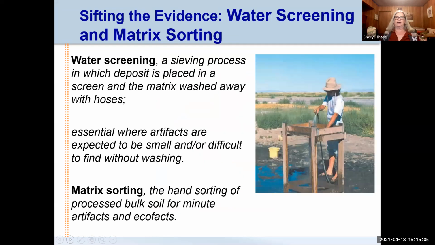Another kind of screening is called water screening and matrix sorting. So in water screening, you see the person here is putting dirt into the screen, and then rinsing it away. And sometimes the matrix is really sticky in certain areas and it sticks to artifacts and we can't see them, so we have to really break it up with water. Matrix sorting then is hand sorting in bulk soil. And again, it's looking very carefully for minute things that get stuck in soil.